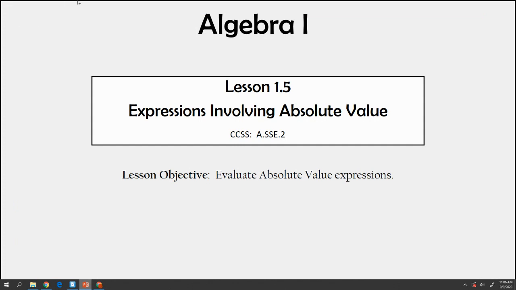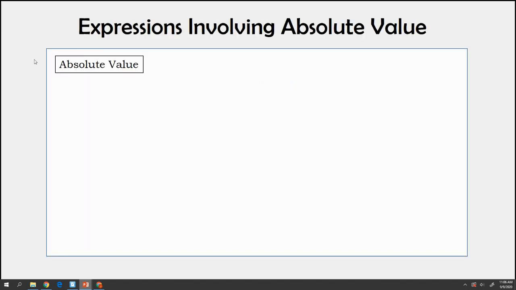All right, today we're going to work on expressions involving absolute value. I think we've talked a little bit about absolute value so far, but we're going to go into a little bit more detail today. This is really using a definition of absolute value, understanding what that definition means, and then applying it to some really basic context.